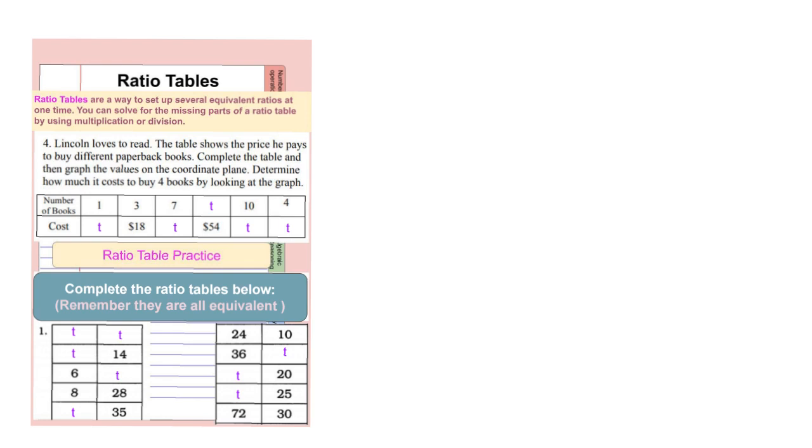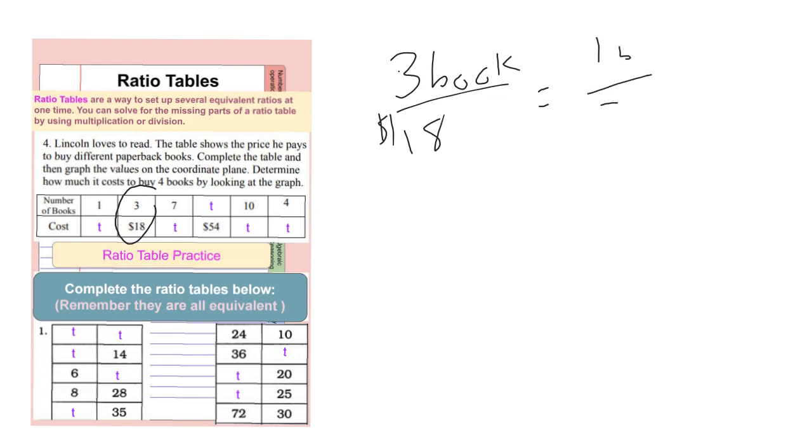Okay, so we're going to start with this one right here that is completed. It says 3 books cost $18. If 3 books cost $18, we want to know, the first one is how much it costs for 1 book. So it's going to be equivalent, and we're going to say 1 book. And we don't know how much money. That's what we want to know, how much money down here.